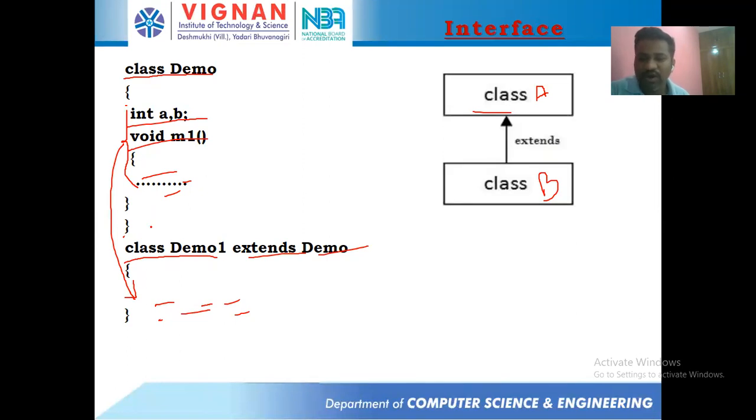I can use a keyword called what? Super. Right? Constructors will not come, private members will not come. This is what we learn with respect to the inheritance topic. Okay. Are there any doubts in this slide?